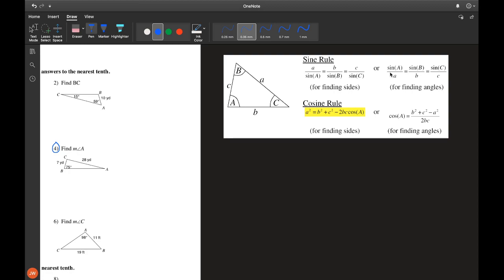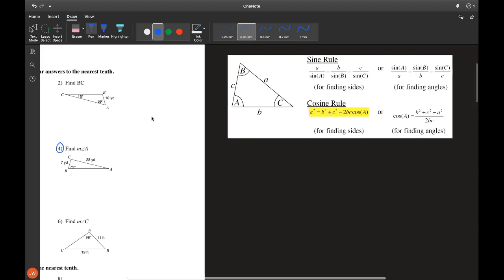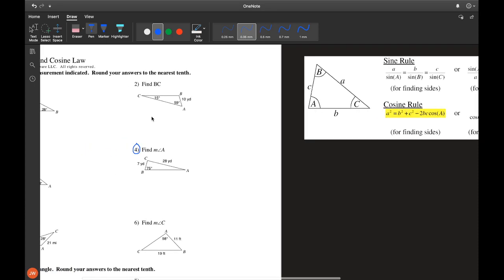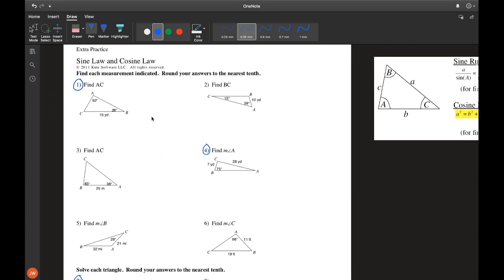Now, this way is going to be more useful when you're looking for an angle rather than using this way when you're looking for a side length. Either way, if you choose to use this one and try and find an angle, you'll still be able to solve the equation, of course. But let's just go over a couple problems.